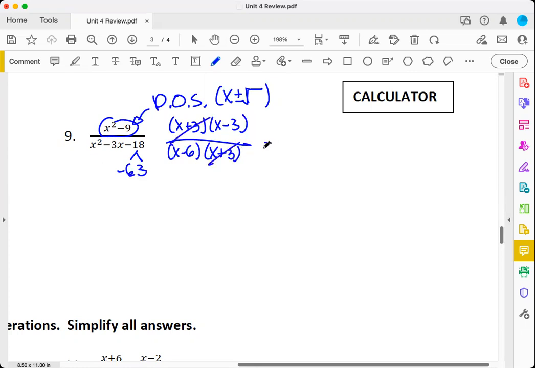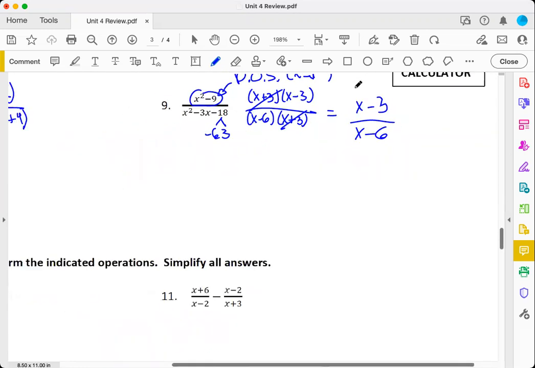So cancel them. And then all you're left with is x minus 3 over x minus 6. Boom. Not too bad, right?